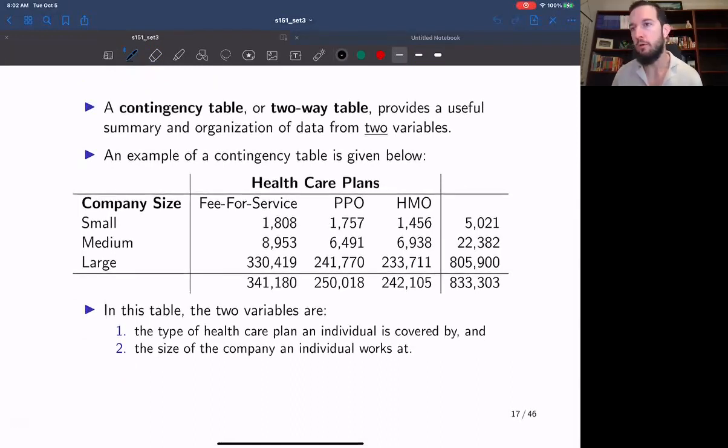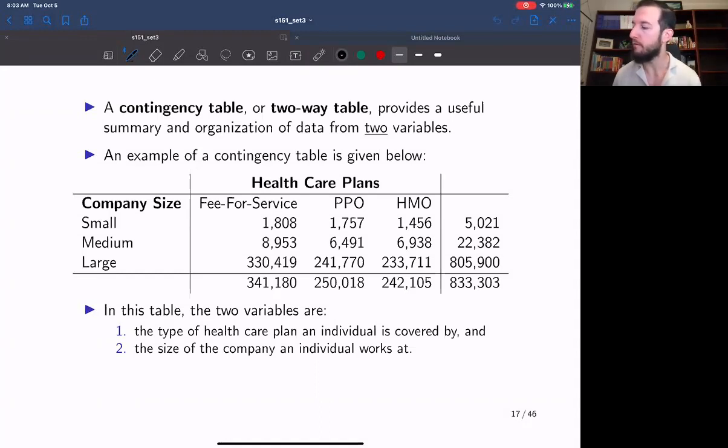we have a total of 833,303 different companies. And what we have counted is the size of those companies. So we have 5,021 small companies, 22,382 medium companies, 805,900 large companies. And we have also counted the healthcare plans that are being provided across the 833,303 companies that we are working with, right?